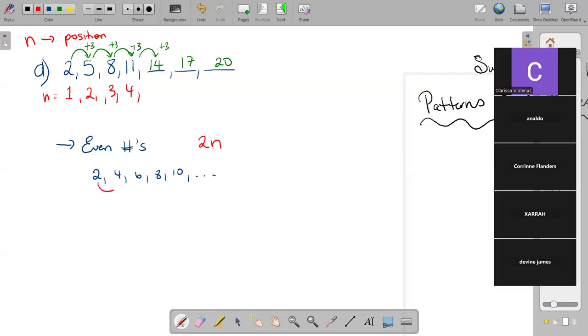If I go from here to here, I add 2. From here to here, I add 2. From here to here, I add 2. So that means that the beginning of the formula is just what? 2n. Everybody see that? So this is the formula for all even numbers.